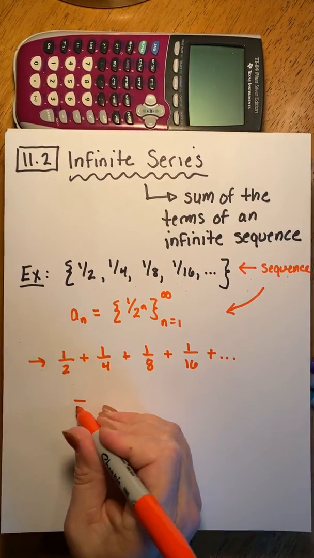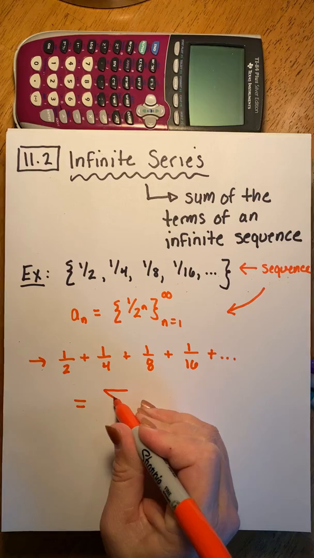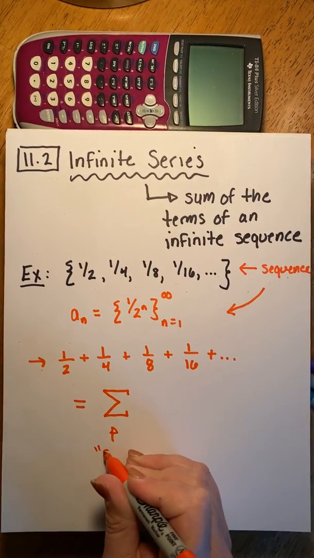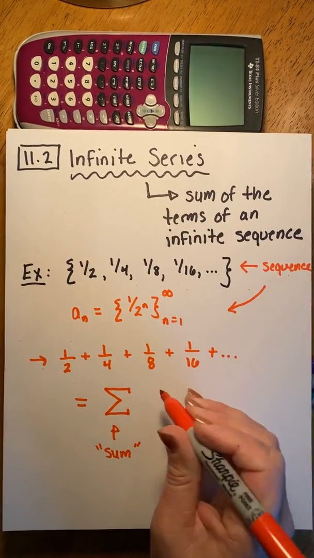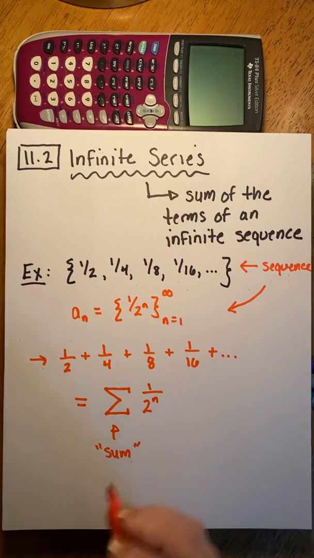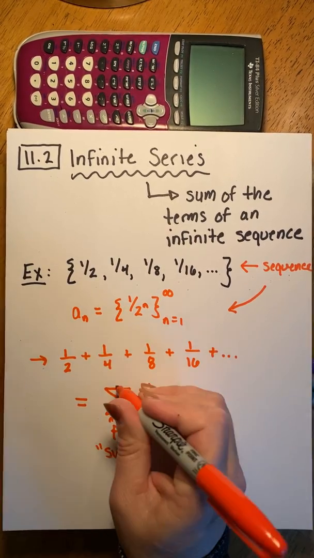So the notation we would use for this, in math, we use the Greek letter sigma. So sigma means sum. So we're summing up all the terms, and we use a sequence notation next to the sigma. We start at 1 and we'd go on forever.